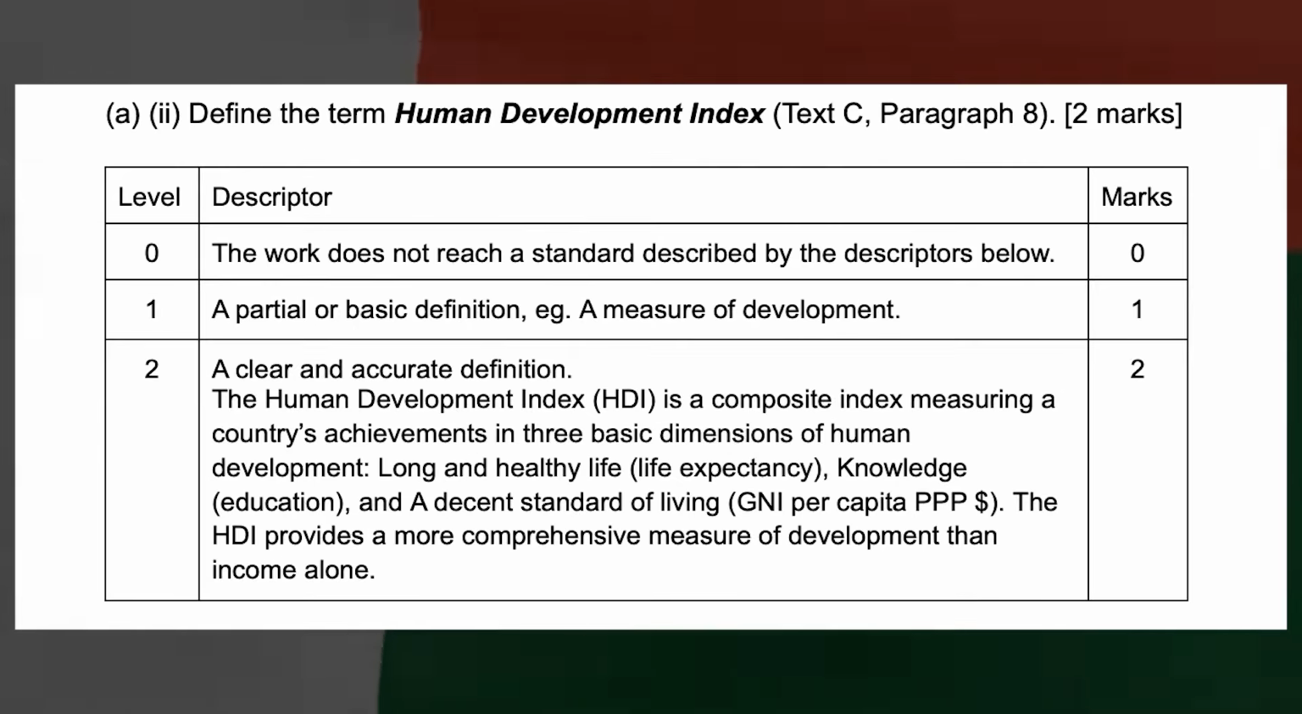Level 1. A partial or basic definition. For example, a measure of development. 1 mark. Level 2. A clear and accurate definition.